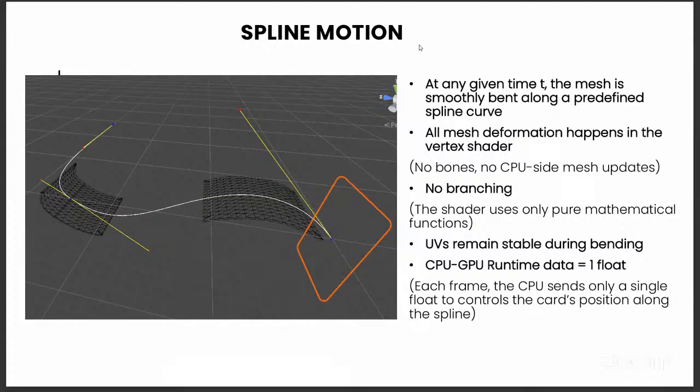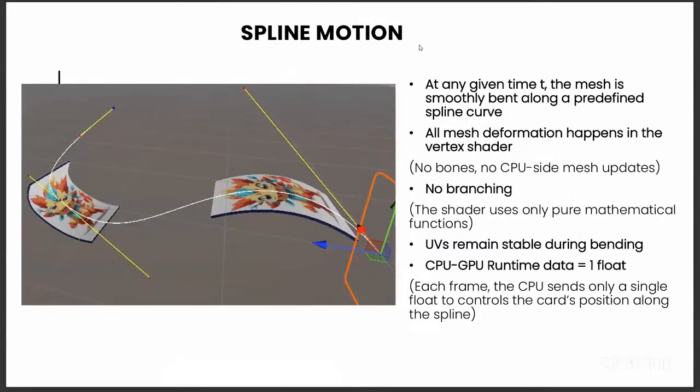While the CPU's role is minimal, it does provide the GPU with a single float value each frame that represents the card's current position along the spline. The GPU takes care of the rest, bending and animating the mesh based on the position using mathematical functions with no branching or loops in the shader. As before, surface integrity is preserved. There is no texture stretching or distortion, like you see.